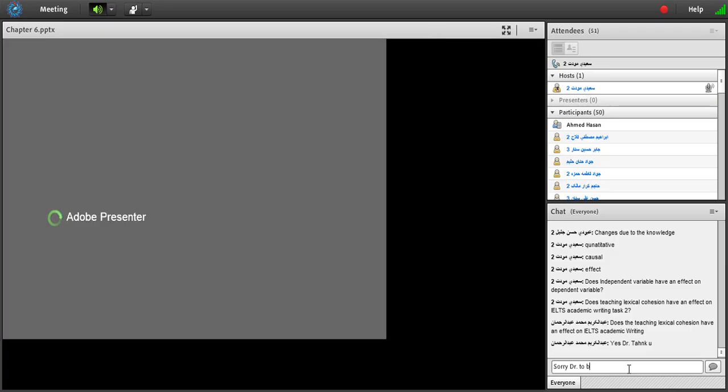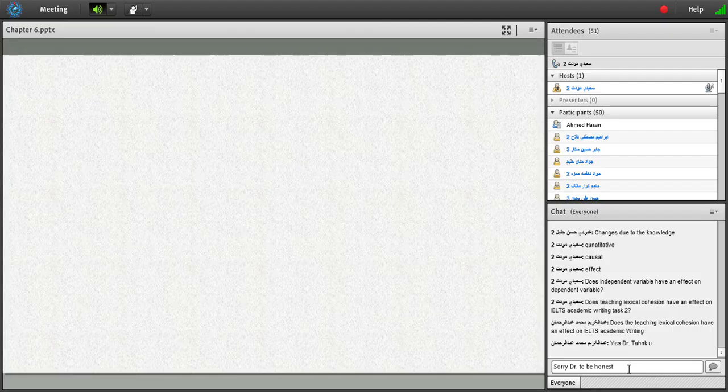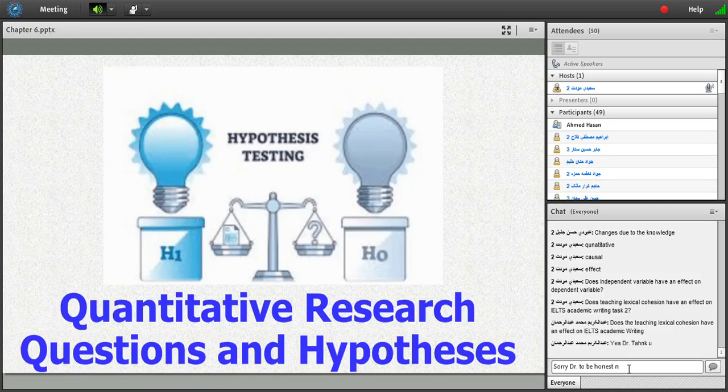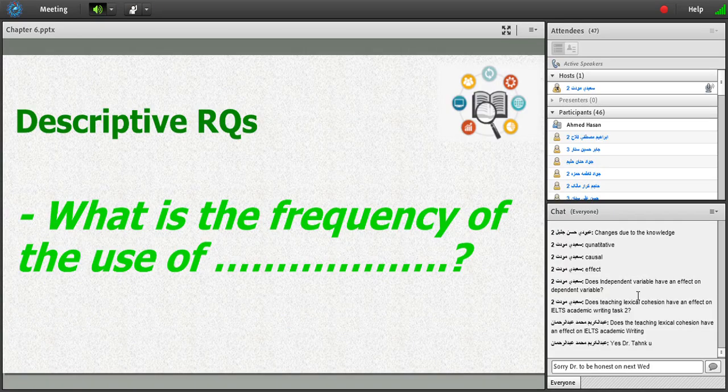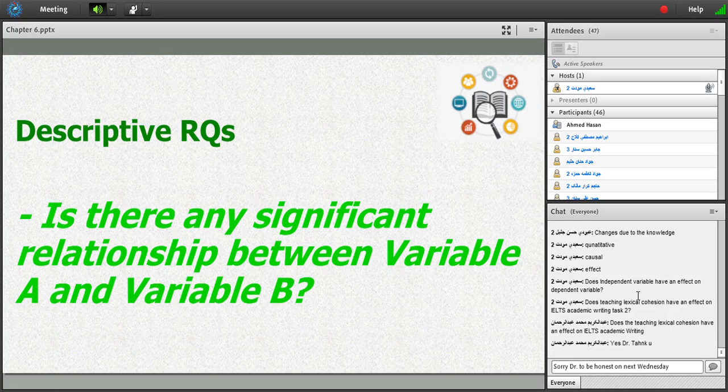So let's review what I said. Okay, let's just review based on the slides. So we have quantitative research. The first type of quantitative research is descriptive. In descriptive, we want to check the frequency. The question is this: what is the frequency of something? Or we want to see the relationship. Is there any significant relationship between variable A and variable B? When we want to check the relationship, variable A and variable B are independent variables.